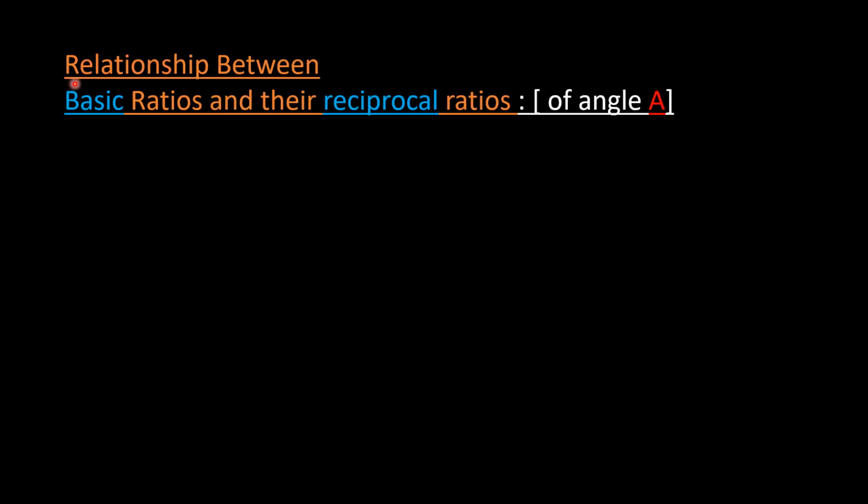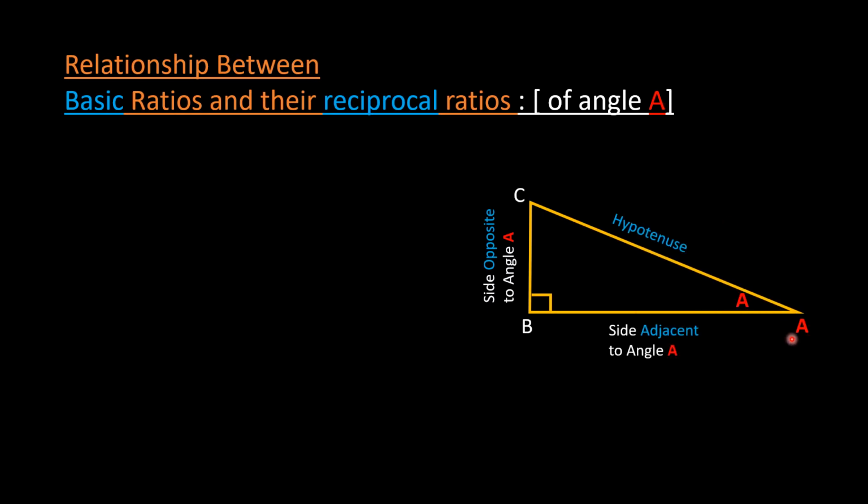We will understand the relationship between basic ratios and their reciprocal ratios of angle A. We have right triangle ABC, in which opposite side and adjacent sides have been written in relation to angle A. Sine A multiplied by cosec A equals BC divided by AC, which is sine A, multiplied by AC divided by BC, which is cosec A. BC gets cancelled, AC gets cancelled, so we get 1. Therefore, sine A multiplied by cosec A is 1.